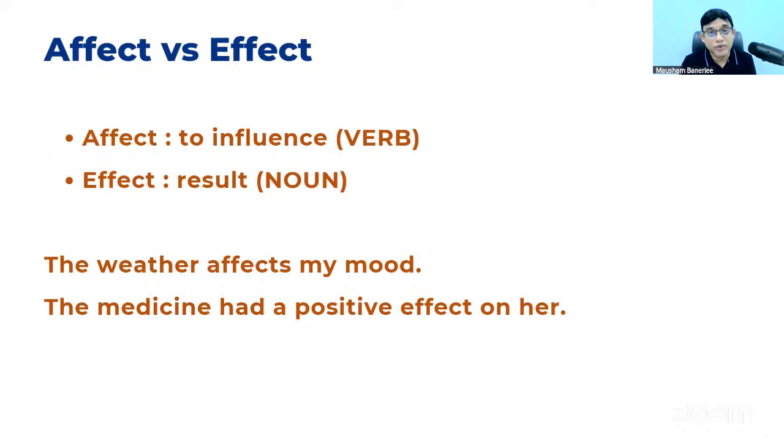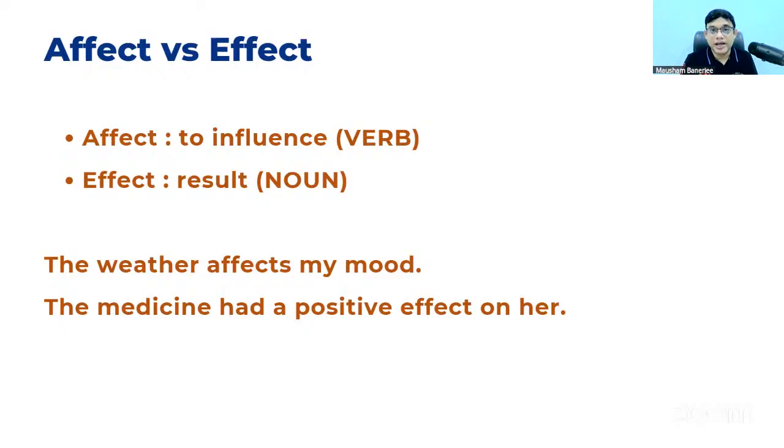Effect is the noun. Affect is to influence something or someone. Effect is the result of something. Okay. The medicine had a positive effect on her. So you can make a sentence. You can type in the comments below also. Affect: the weather affects my mood. It influences my mood. The medicine had a positive effect, a positive result or a role on her. That is the difference between affect versus effect.